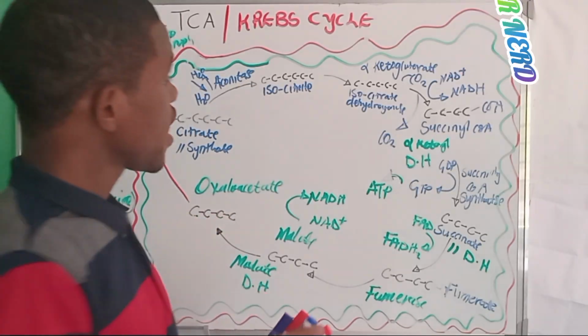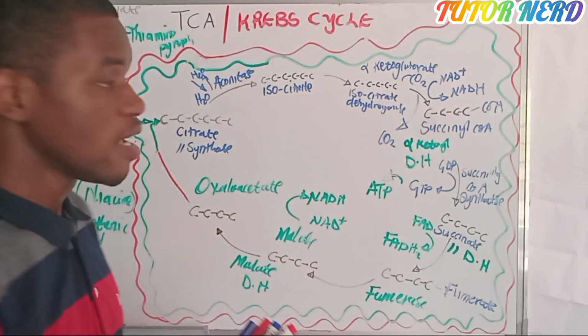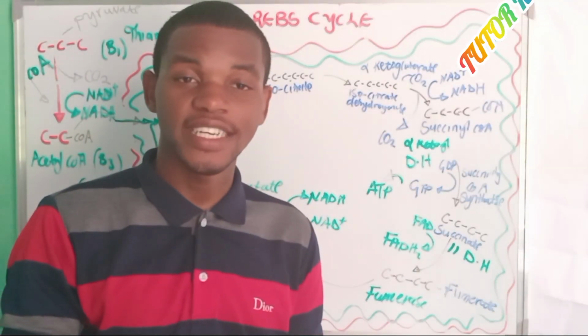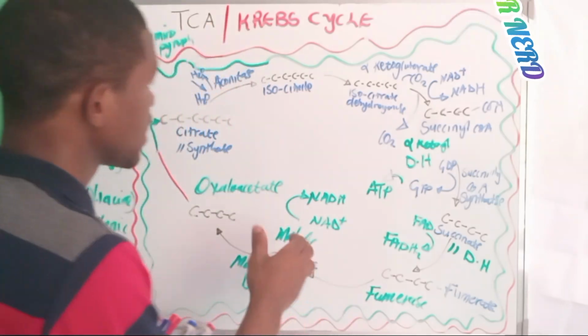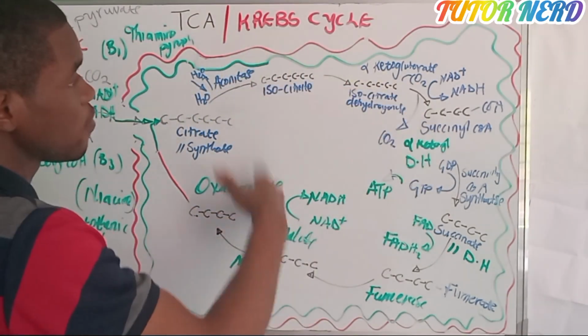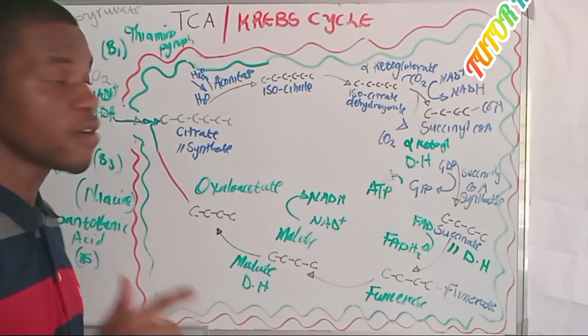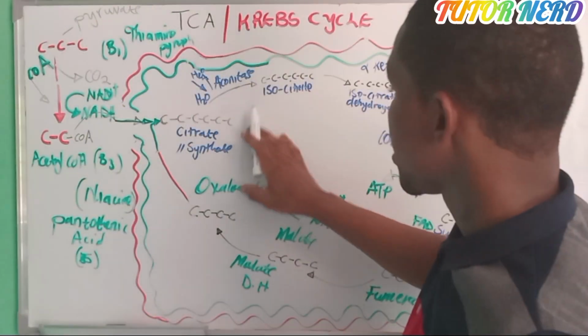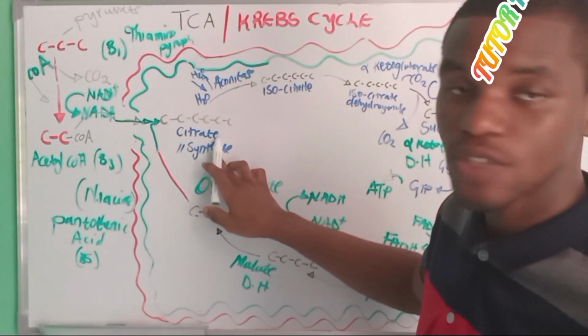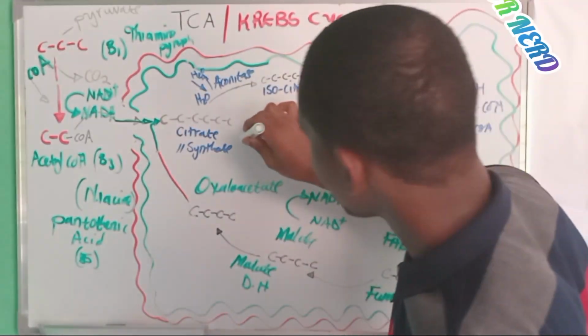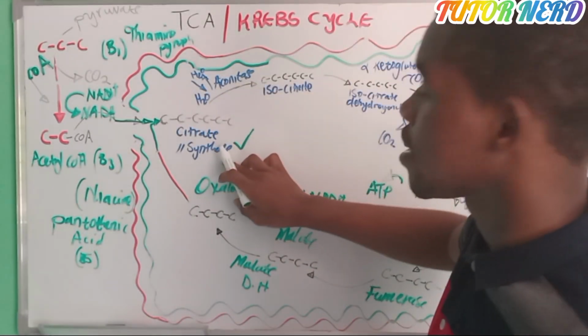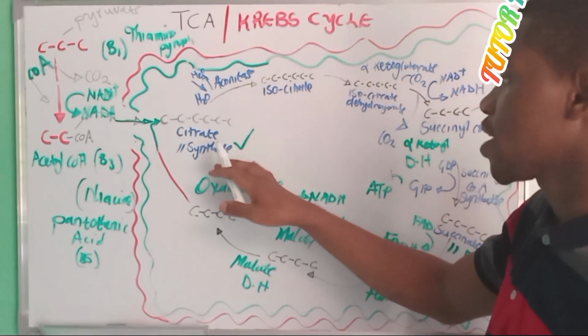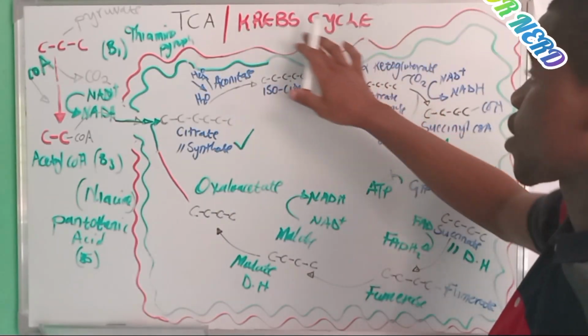But before I end this lesson, we have to talk about the limiting enzymes of this Krebs cycle. Very important. You have to know it. The limiting enzyme here is the citrate synthase. So this is number one. We tick it. This is the limiting enzyme in this process of the Krebs cycle.